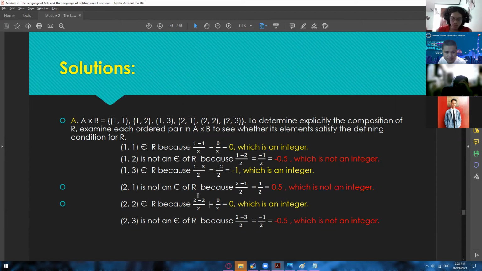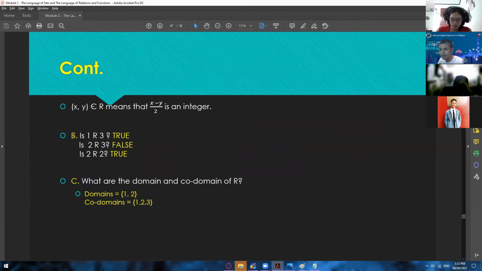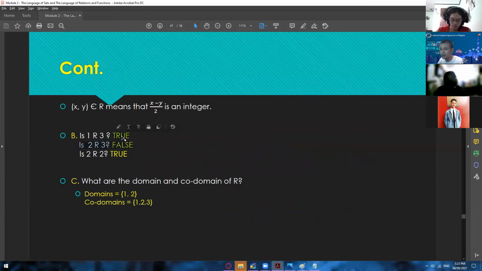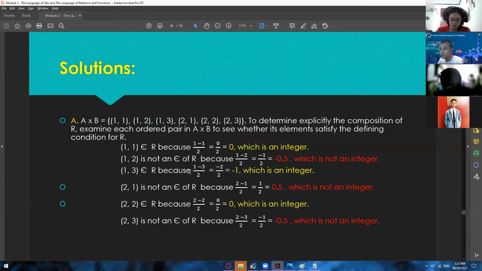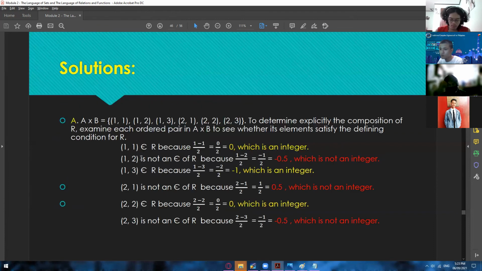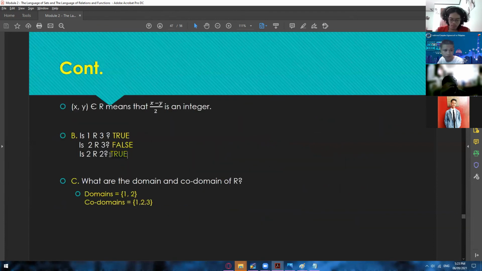And 8 minutes remaining. So this is the answer for letter A, and this is the answer for letter B. Is 1 related to 3? Just base it on this. (1,3) is yes, so that's why we have an answer of true. And then (2,3): (2 minus 3) divided by 2 is not an integer, so that's why we have an answer of false. And then (2,2) is yes, so that is why we have an answer of true right here.